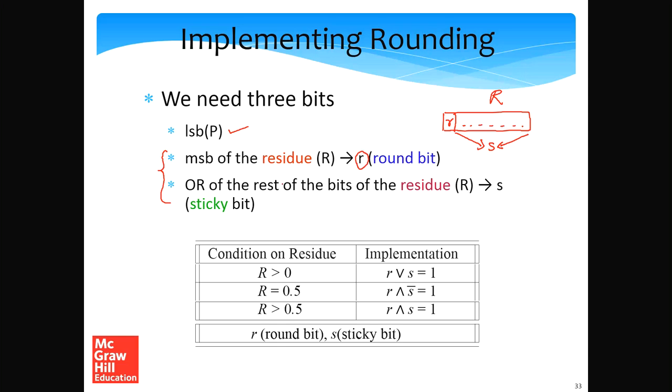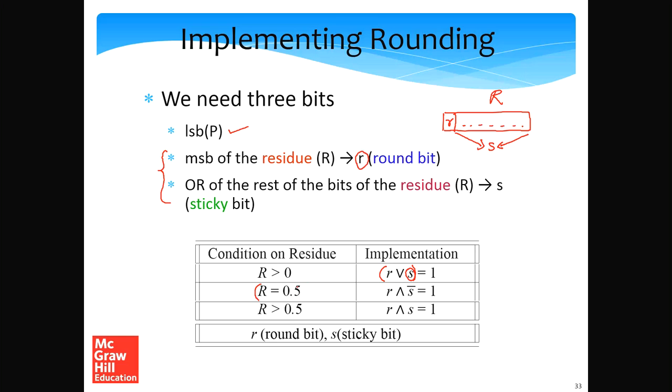Let's see how. First, the residue greater than 0. If the residue is greater than 0, it means that at least one of the bits in the residue is 1, which means that either R is 1 or S is 1. If S is 1, one of the bits has to be 1. So the condition is R OR S is equal to 1. If this condition is true, we can infer that the residue is greater than 0.